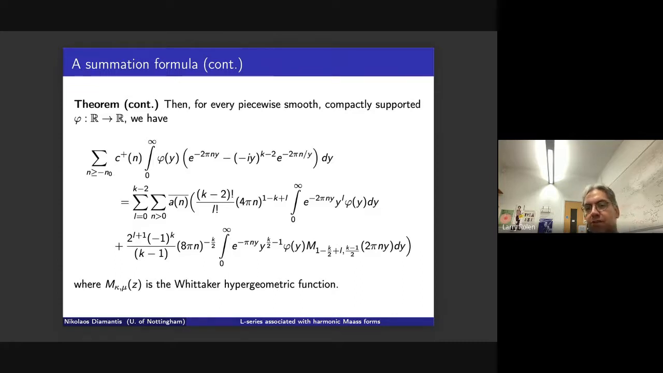Other applications, which are mostly work in progress, are in constructing new operators for subspaces of harmonic mass forms, or also proving things like Rankin-Selberg properties and so on. So it seems that this approach can allow us to do many things about harmonic mass forms in a direction which has not been looked at as yet. I think I will stop here.